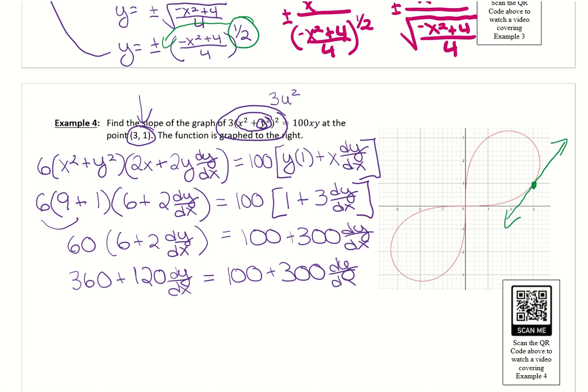So now we're going to get all our constants on one side and our dy dx on the other side. So I'm going to start by subtracting 100 from both sides. And I'm going to have 260 plus 120 dy dx equals 300 dy dx. And now we can subtract 120 dy dx from both sides.